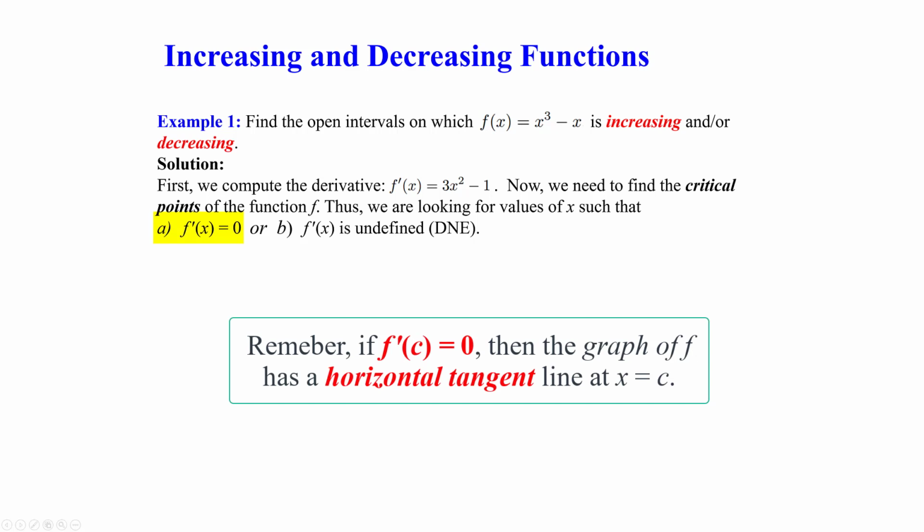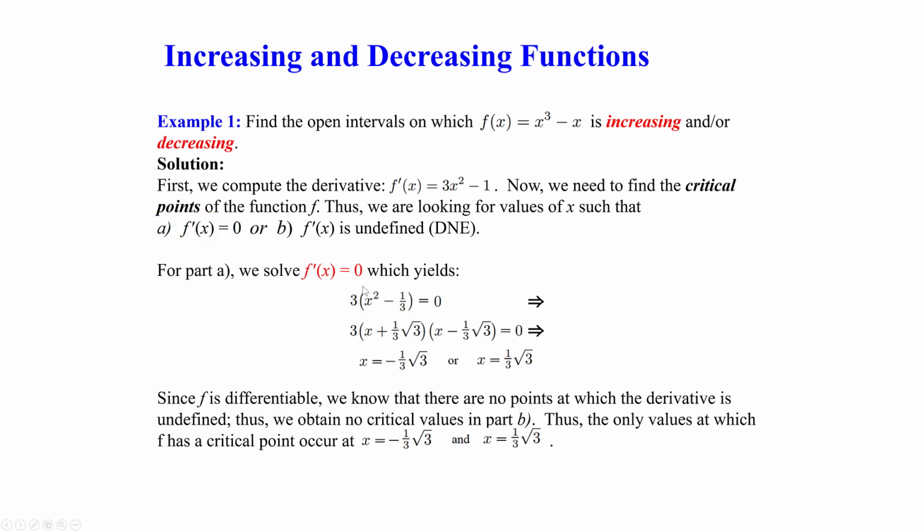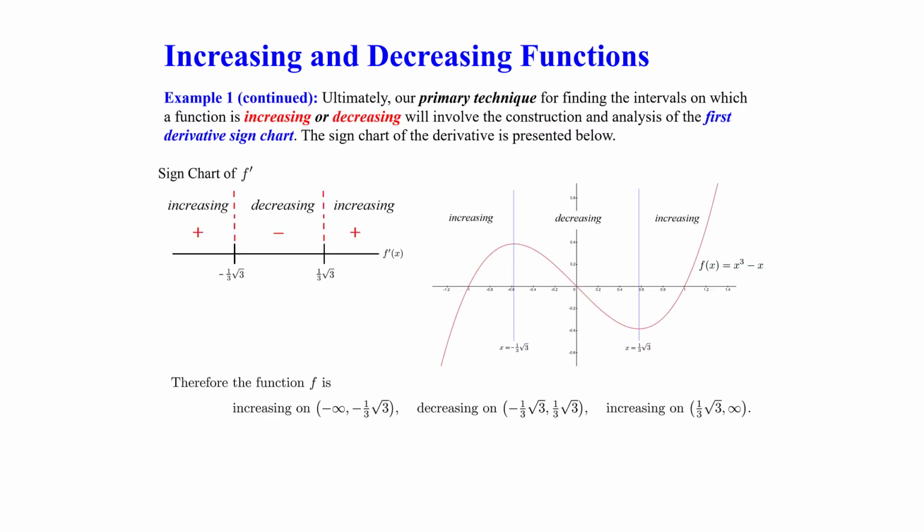That's what it means for the derivative to be 0. Thus, the only values at which f has a critical point occur at plus or minus square root 3 over 3. Example 1 continued. So ultimately, since we're considering the signs of the derivative, our primary technique will be to construct a sign chart.